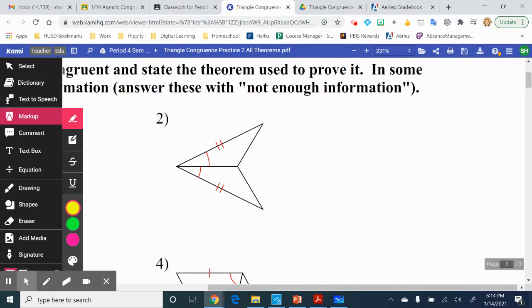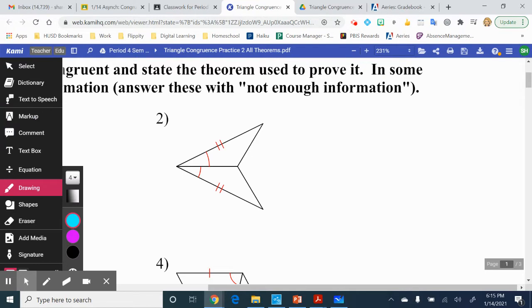All right, so on number 2, you'll notice if you can try and imagine these triangles being separate, so this one on top of the other one, then hopefully you realize that this side on one triangle is congruent to the other side. So the first thing you want to do, and you can either use the text box or you could draw on here. I kind of like drawing. I'm going to use a little single line. Ooh, that's way too big. Let me try that again.